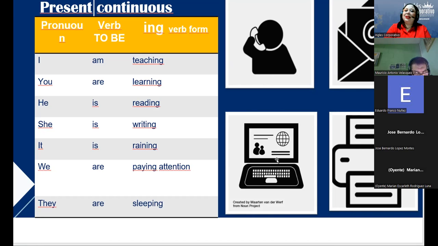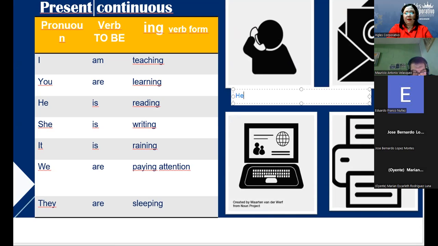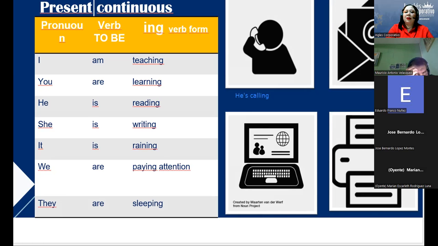All right. Veamos ahora estas que tenemos acá. ¿Qué idea o qué oración podríamos hacer viendo estas flashcards? Vamos a ver. The first one. Yes, very good. He is calling. Okay. Y podemos utilizar siempre contractions también, ¿verdad?, del verbo to be. He's calling. What about the next card?